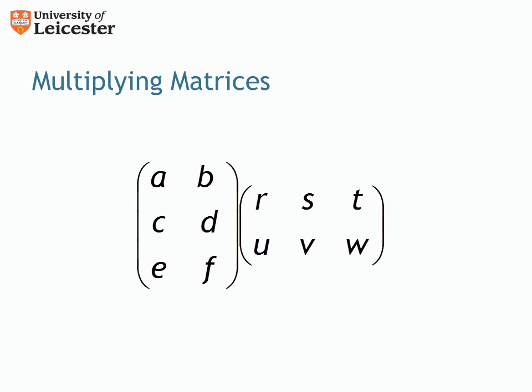We can only multiply two matrices if the number of rows in the second is the same as the number of columns in the first. For example, we can multiply a 2 by 3 matrix and a 3 by 2 matrix, but a 4 by 3 matrix times a 2 by 3 matrix is not possible.